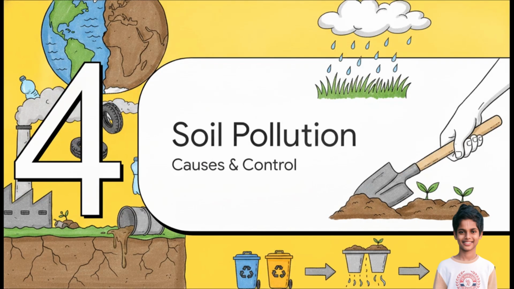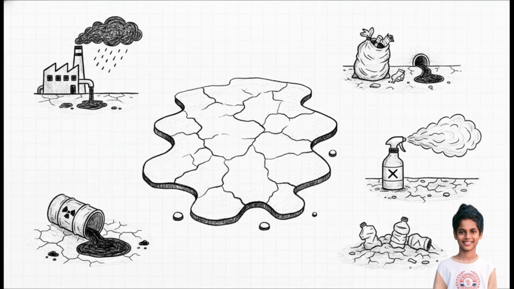Moving right along to Section 4, soil pollution and control. Let's see what's hurting our soil. Sadly, careless human activities create 5 main sources of soil pollution. We've got acid rain and acidic factory water poisoning the ground. We have improper dumping of raw sewage and garbage.